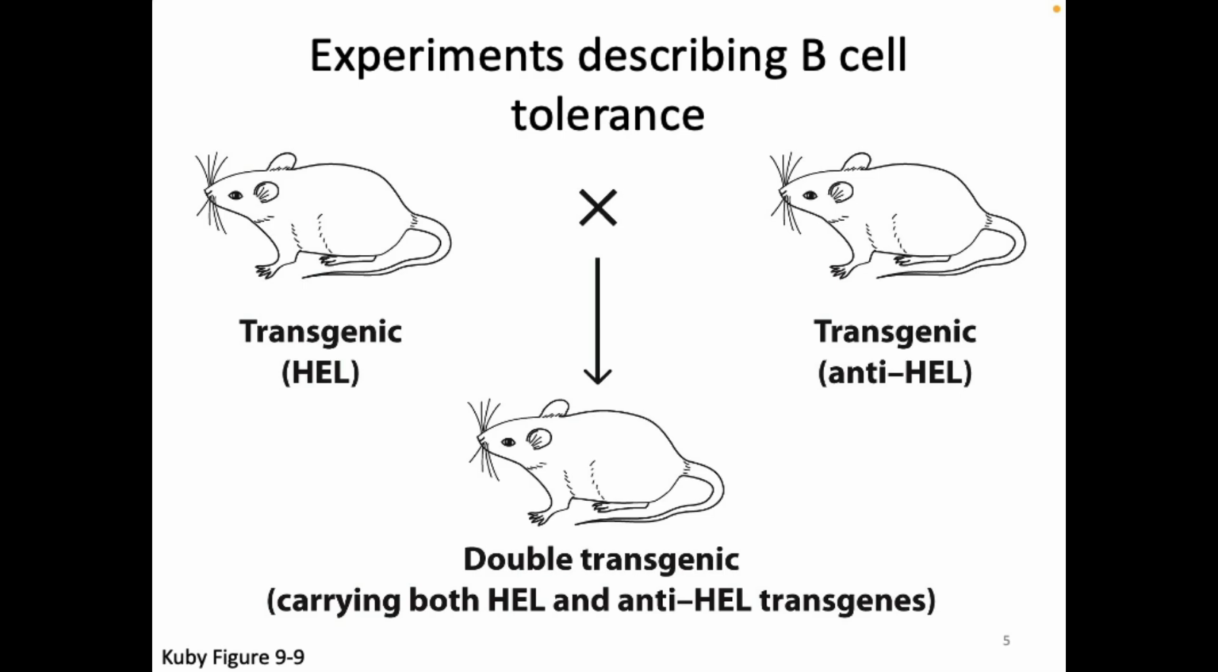Because now, if we want to actually see what happens to the anti-HEL B cells in this mouse, we're not looking for one cell. We're looking for all the B cells in the mouse. So we don't have to worry about can we find it or not.